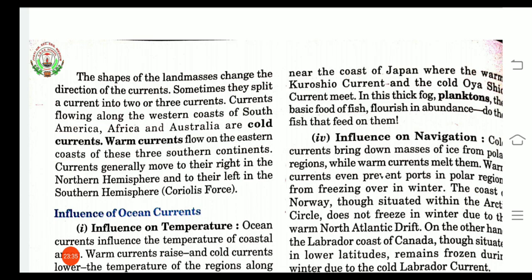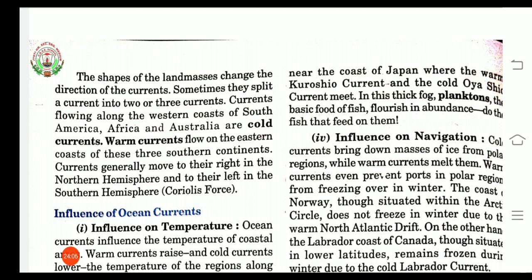Next and the last one, fourth point, is influence on navigation. So cold currents bring down the masses. Masses means a large body. So these cold currents bring down masses of ice from the polar region, and the warm currents melt them. Warm currents even prevent ports in the polar regions from freezing over in winter.